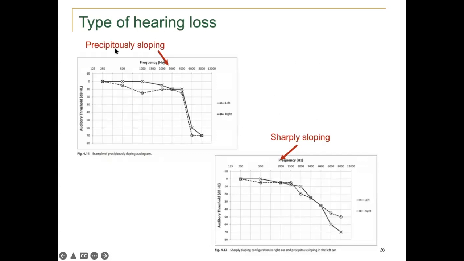Here's an example of a precipitously sloping configuration. You can see here that at 4,000 Hertz, it drops off very steeply. Here we have an example of a sharply sloping configuration where thresholds become worse by 11 to 15 dB with each octave.